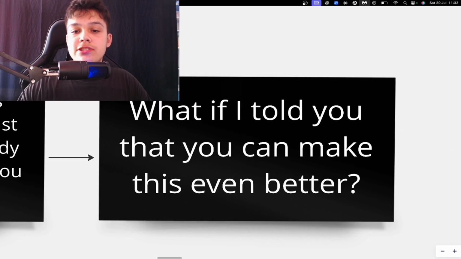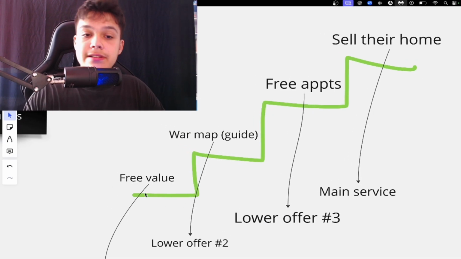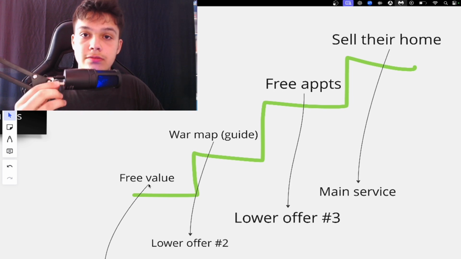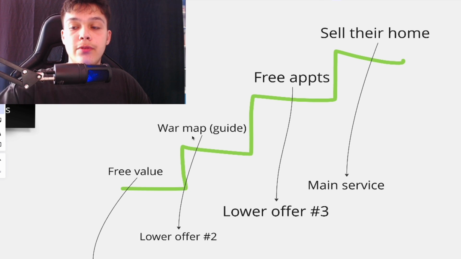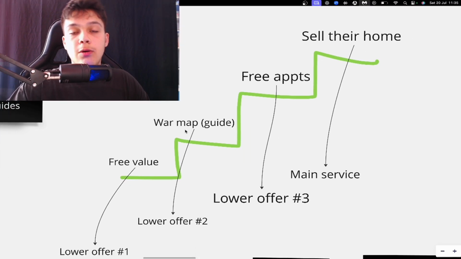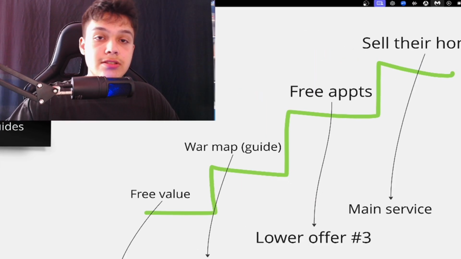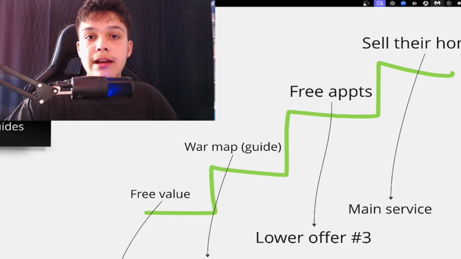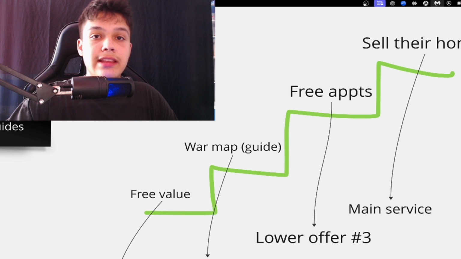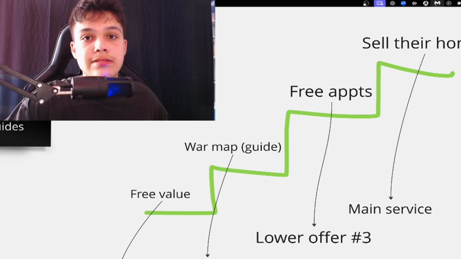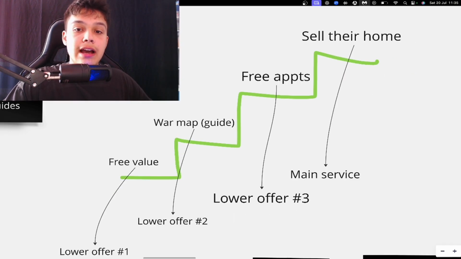And what if I told you we can make this even better? So the first lower offer is the free value. With warm ads, you will instantly give those. The second lower offer is the guide. And the third lower offer is what we call free appointments until you sell your house. So what we do is say, if you become our client by next week, you will get one out of ten free appointments until you sell your house, by us implementing the guide with you for free. That's what we do. And then the main service.